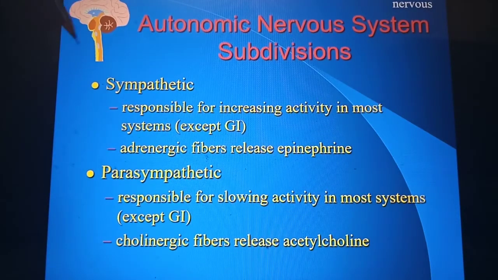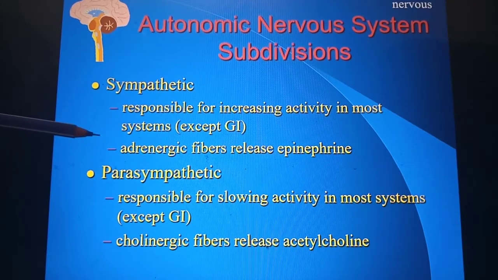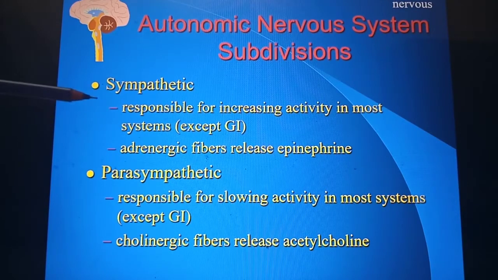The autonomic nervous system consists of sympathetic and parasympathetic nerves. Sympathetic is responsible for increasing activity in most of the system. The sympathetic system increases activity, like it releases epinephrine. When you are scared, what happens? Your heart starts beating faster. If a murderer is coming behind you, what will you do? You'll start running. All that is formed with this system.